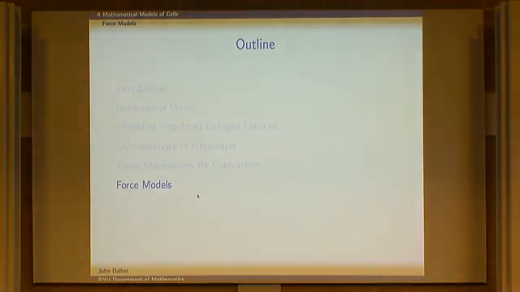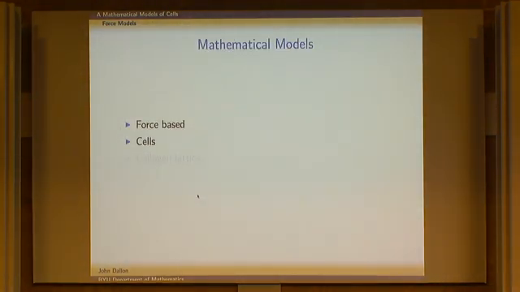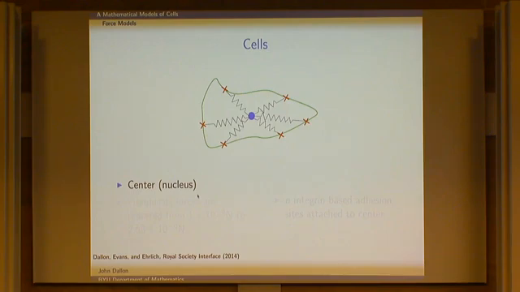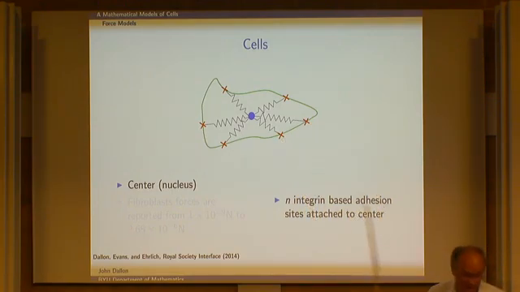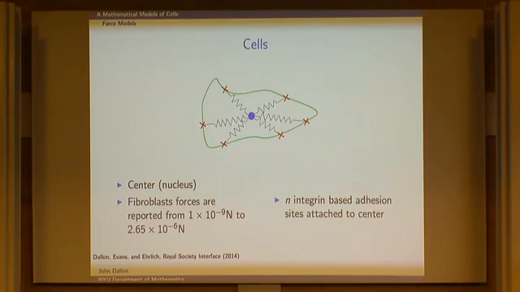Okay, so the model. The force-based model. I have cells, I have a collagen lattice. So here's the cell, and there's a center, which is the nucleus, the blue thing. And there are integrin-based adhesion sites which are attached to the center. They're the red X's. The green is just for your visual pleasure. I don't model the membrane. And then you can look at the forces of fibroblasts and figure out what the spring constant should be.